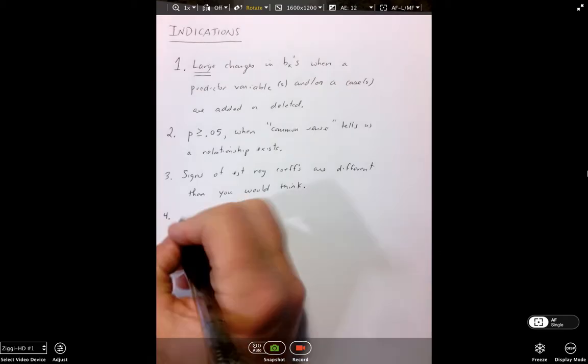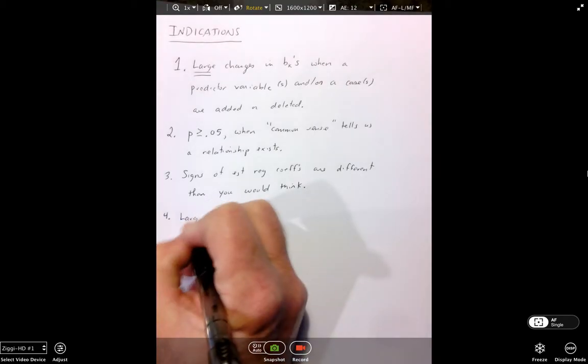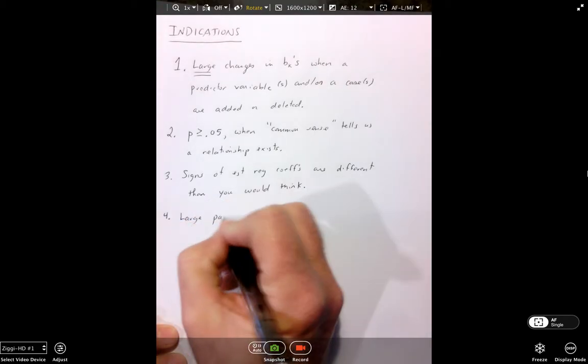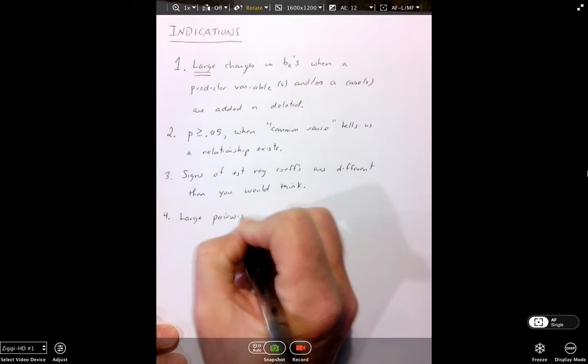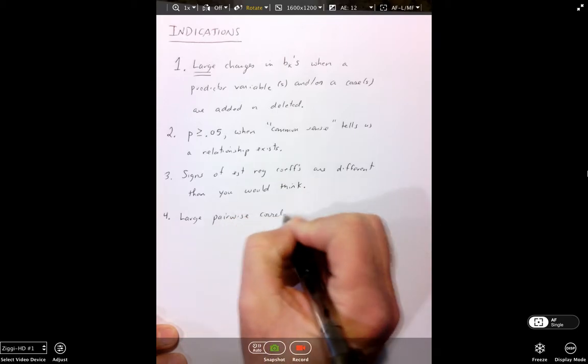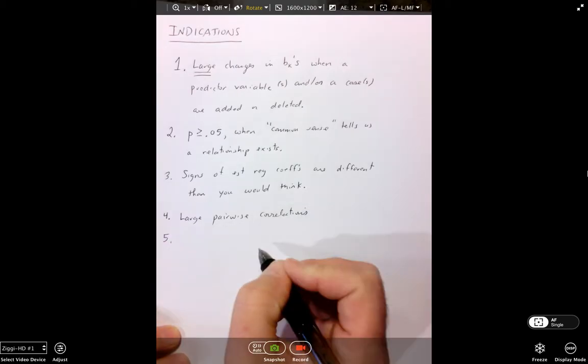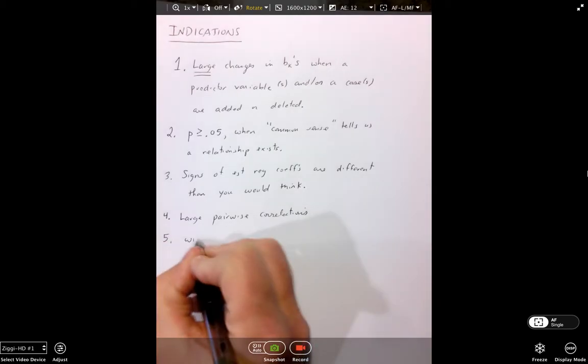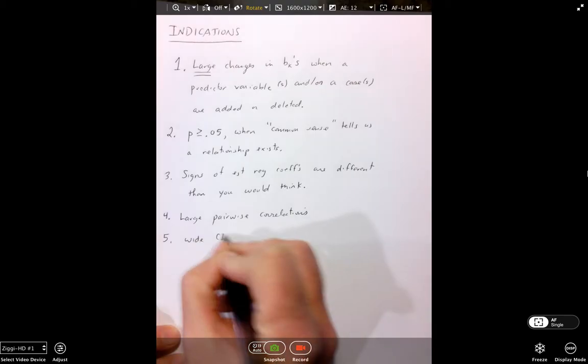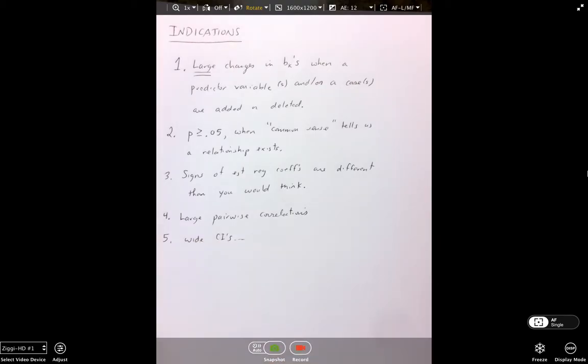Another indication: large pairwise correlations. And the fifth thing that I always look for is wide confidence intervals.